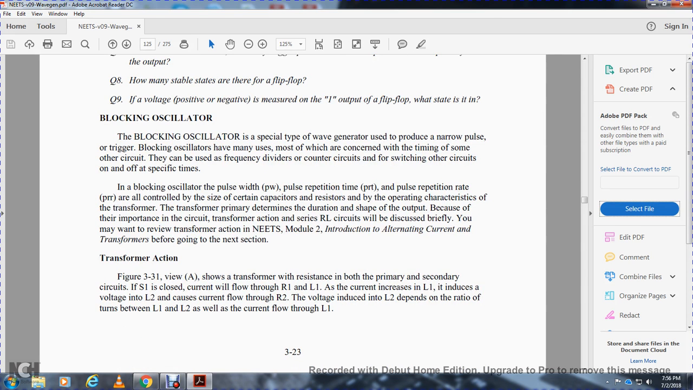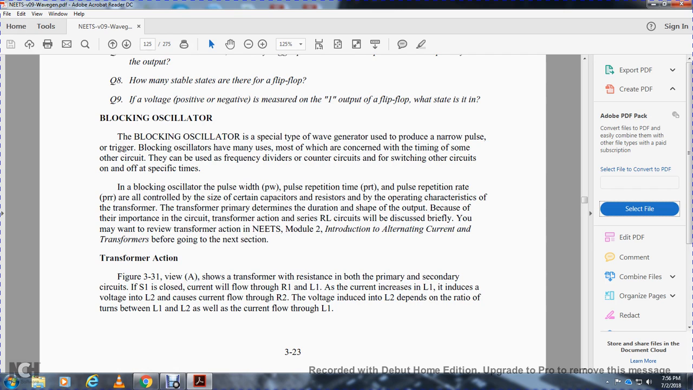Blocking oscillator. The blocking oscillator is a special type of wave generator used for narrow pulses, such as triggers. It has many uses for pulse waves where timing is a concern. It can be used with frequency dividers, counter circuits, switches, and other circuits to turn them on and off at a specific time.